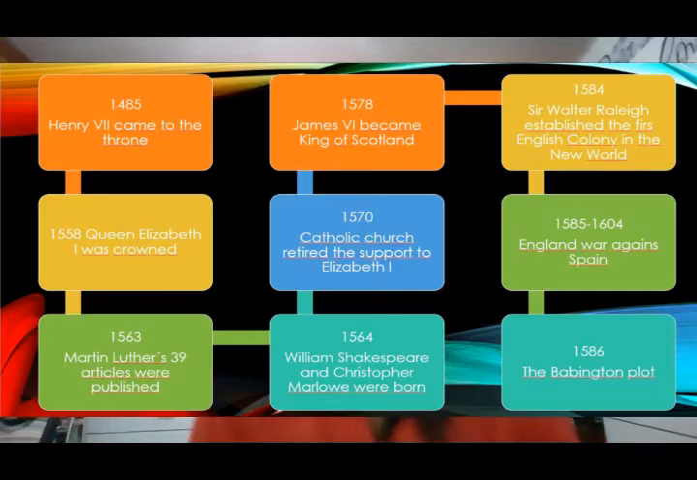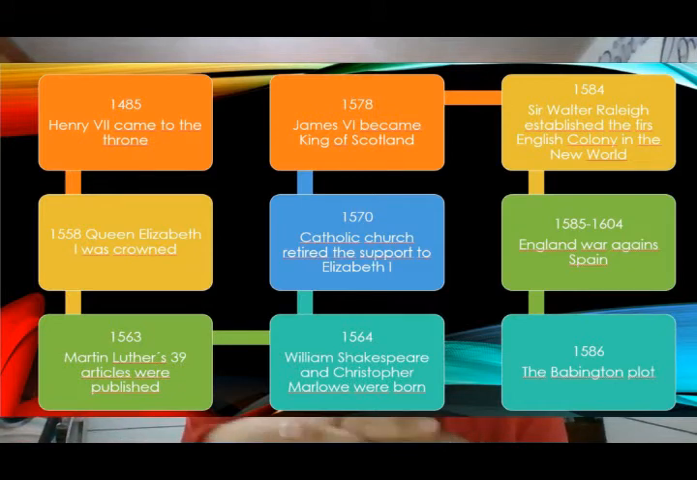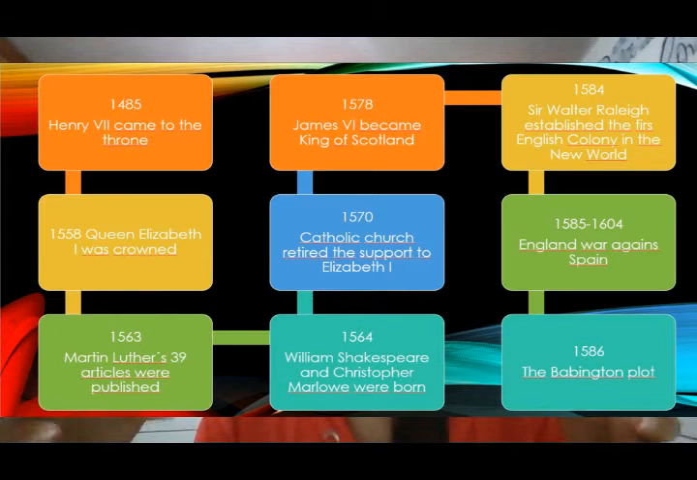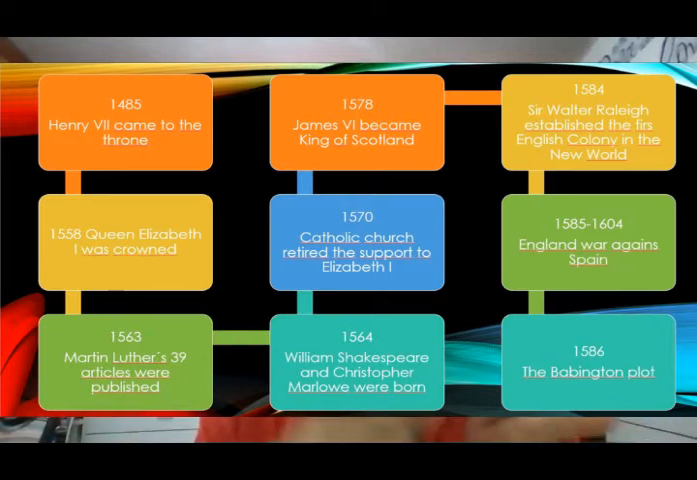In 1485, Henry VII came to the throne, and in that period the Tudor house started. In England, when a king ruled, his house had a name. So his name was the Tudors. So from Henry VII to Elizabeth I were called the Tudors.